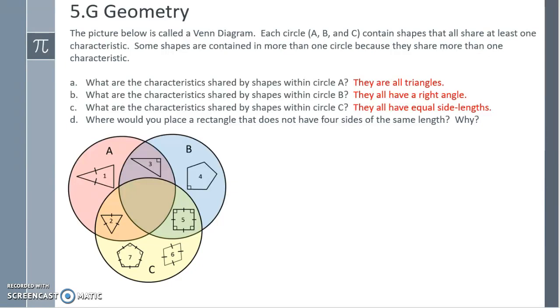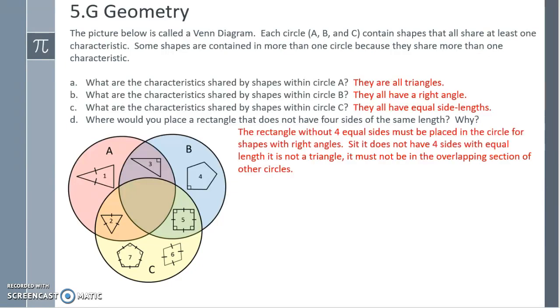And I would place a rectangle that does not have four sides of the same length into circle B. A rectangle without four equal sides must be placed in the circle for shapes with right angles. Since they don't have equal sides, it cannot go into C, and it's not a triangle, so it can't go in A. It also must not overlap any of the other sections, so it has to stay in the main blue area.